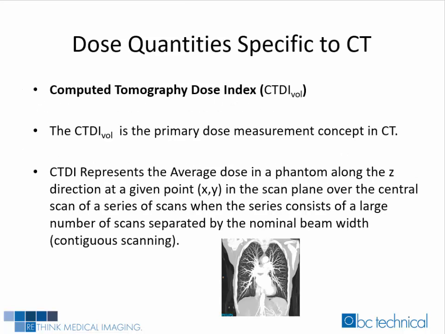The computed tomography dose index is the primary dose measurement concept in CT. CTDI represents the average dose in a phantom along the Z direction at a given point, X or Y, in the scan plane over the central scan of a series of scans, when the series consists of a large number of scans separated by the nominal beam width, for contiguous scanning.